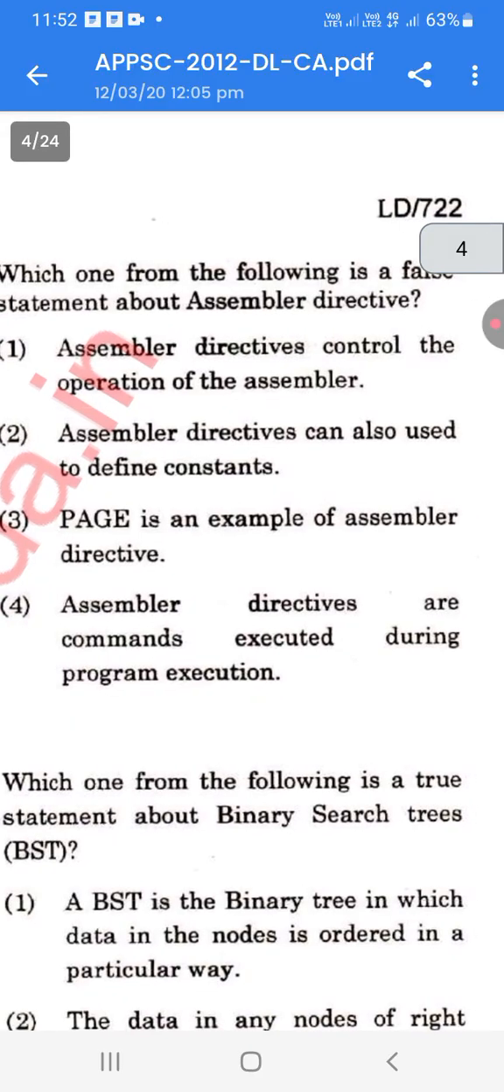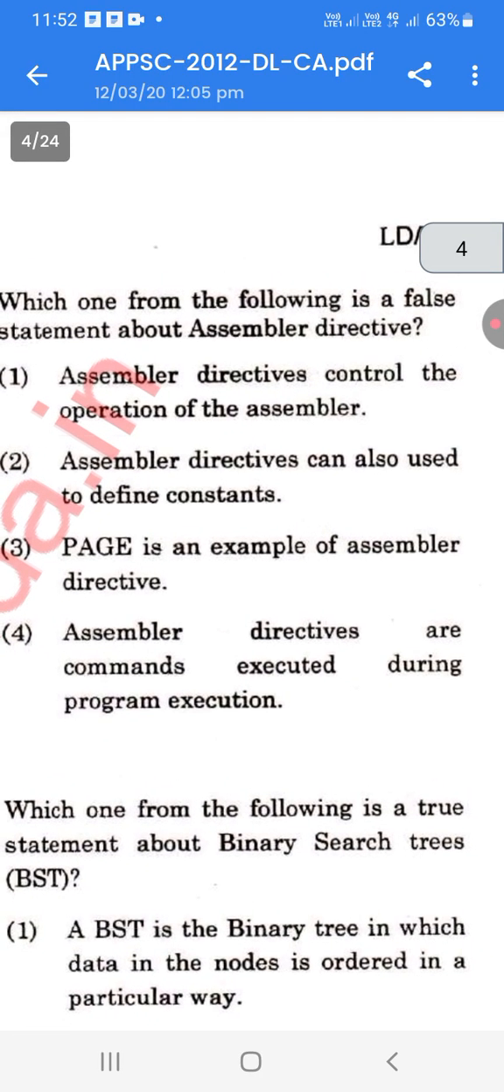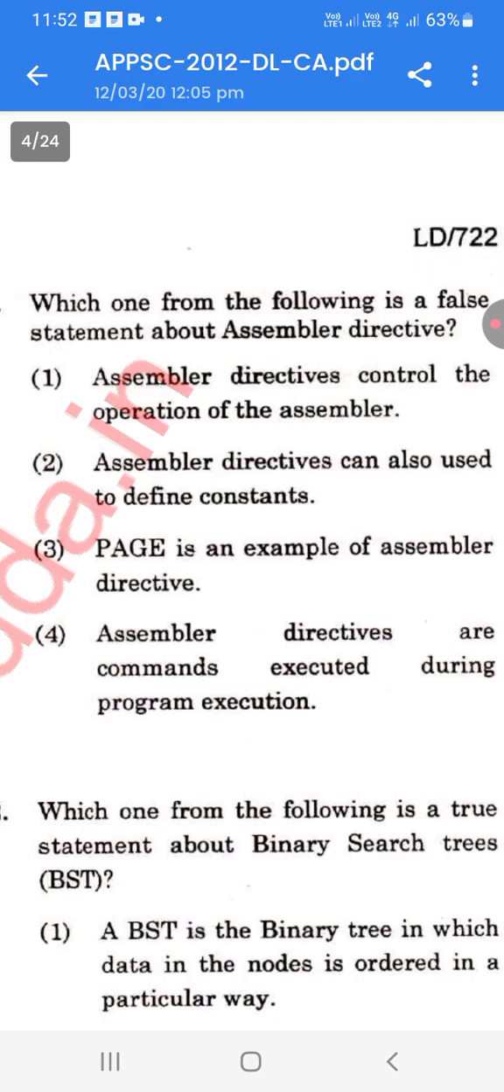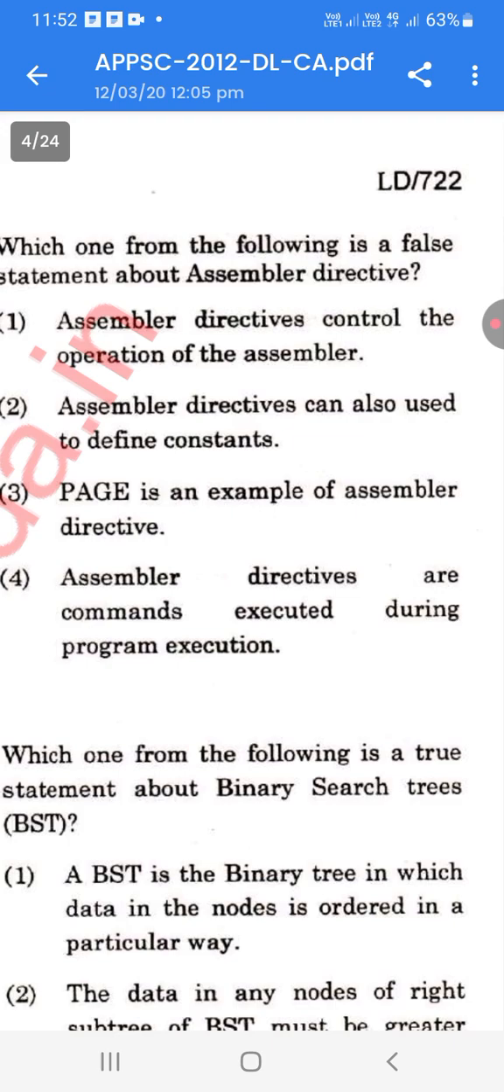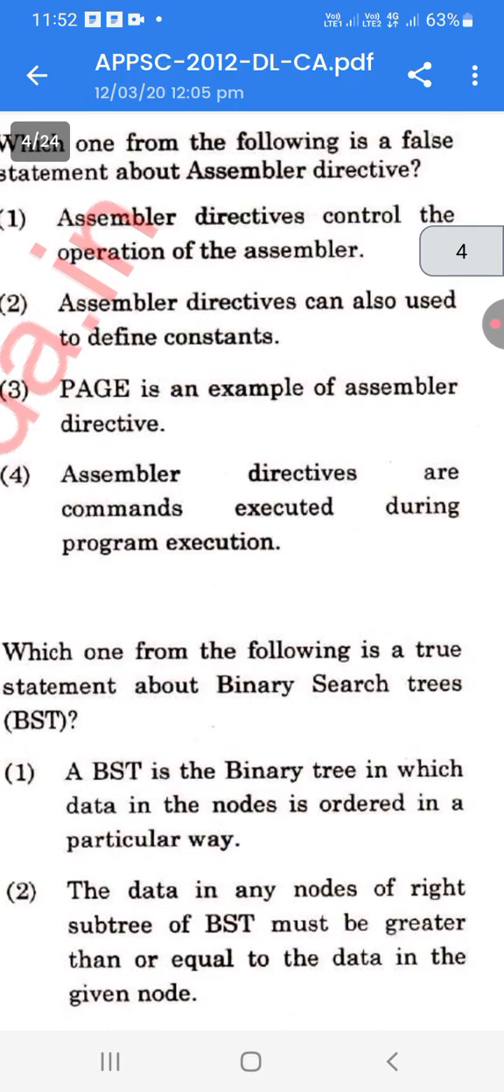Coming to 11th, which one from the following is a false statement about assembler directive? Assembler directives are commands executed during program execution. This is the false statement. Remaining all are true statements. Assembler directives control the operation of the assembler. Assembler directives can also be used to define constants. Page is an example of an assembler directive.